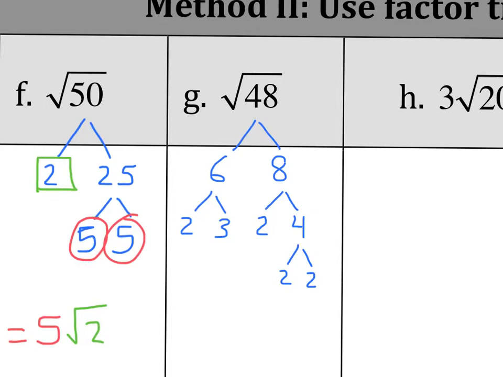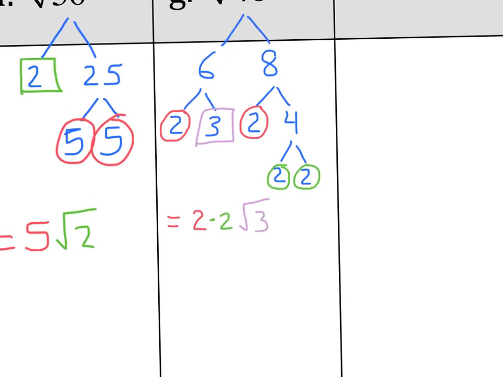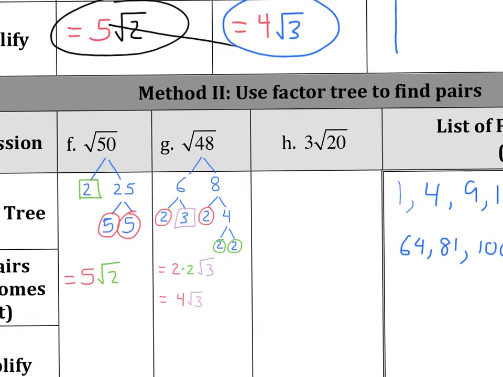Now we begin the process of looking for anything that repeats. Here is one pair of 2's, so that 2 comes out. Here is another pair of 2's, so that 2 comes out. And lastly, I have a 3 that is trapped inside. Now I can just multiply those 2's on the outside to get 4, and the radical 3 stays as is. So notice that I get the exact same answer as previously: 4 radical 3 here and 4 radical 3 there.